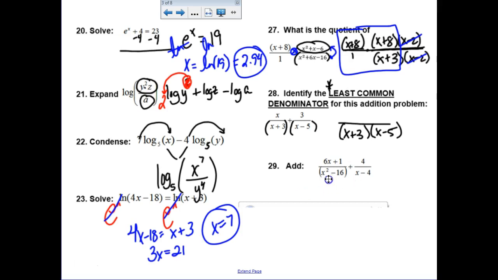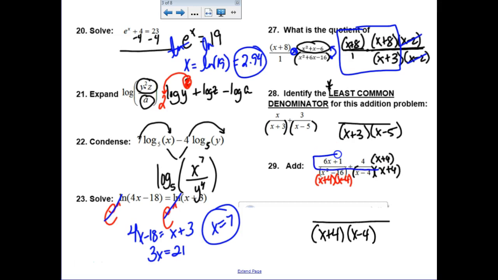Now here, x squared minus 16 is in parentheses because you can factor this. This is x plus 4 times x minus 4. So when I go to literally add these together and I think about what my common denominator is going to be, well, I need an x plus 4 and I need an x minus 4. Turns out this fraction is all good to go, but this fraction is missing the x plus 4.